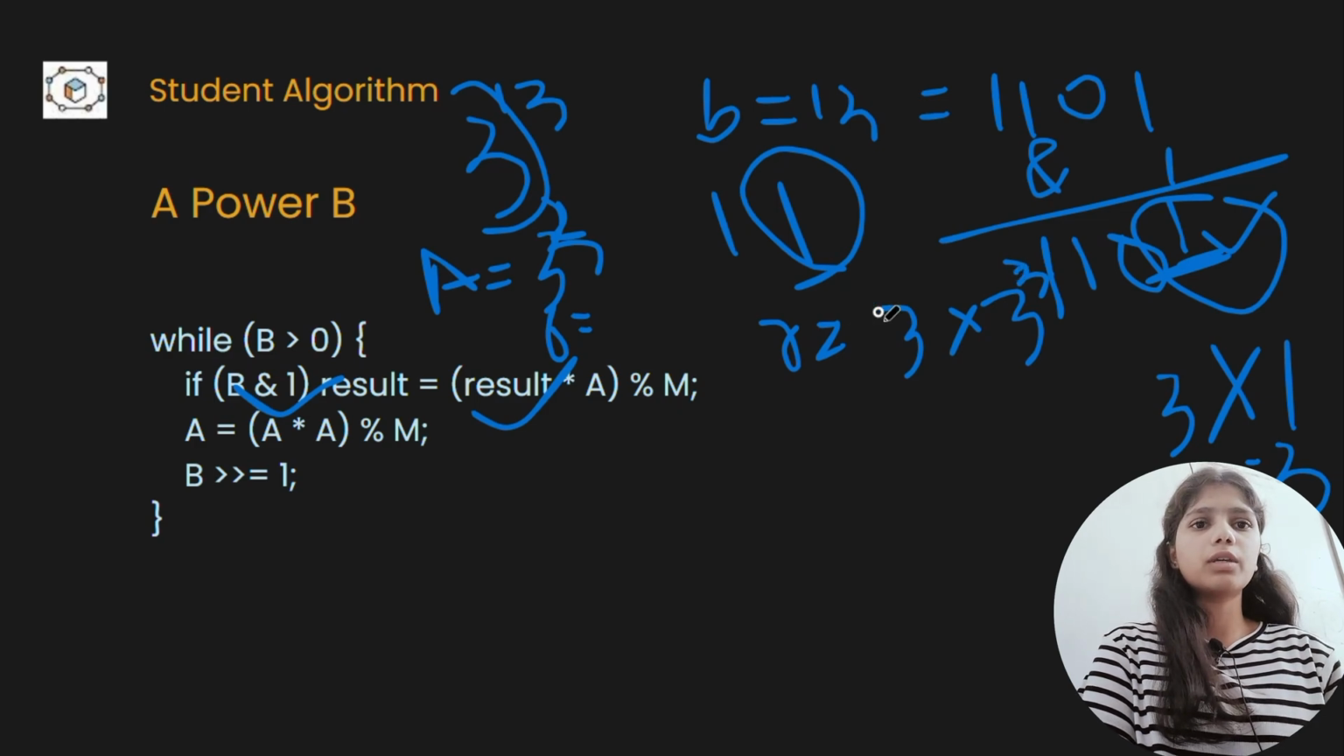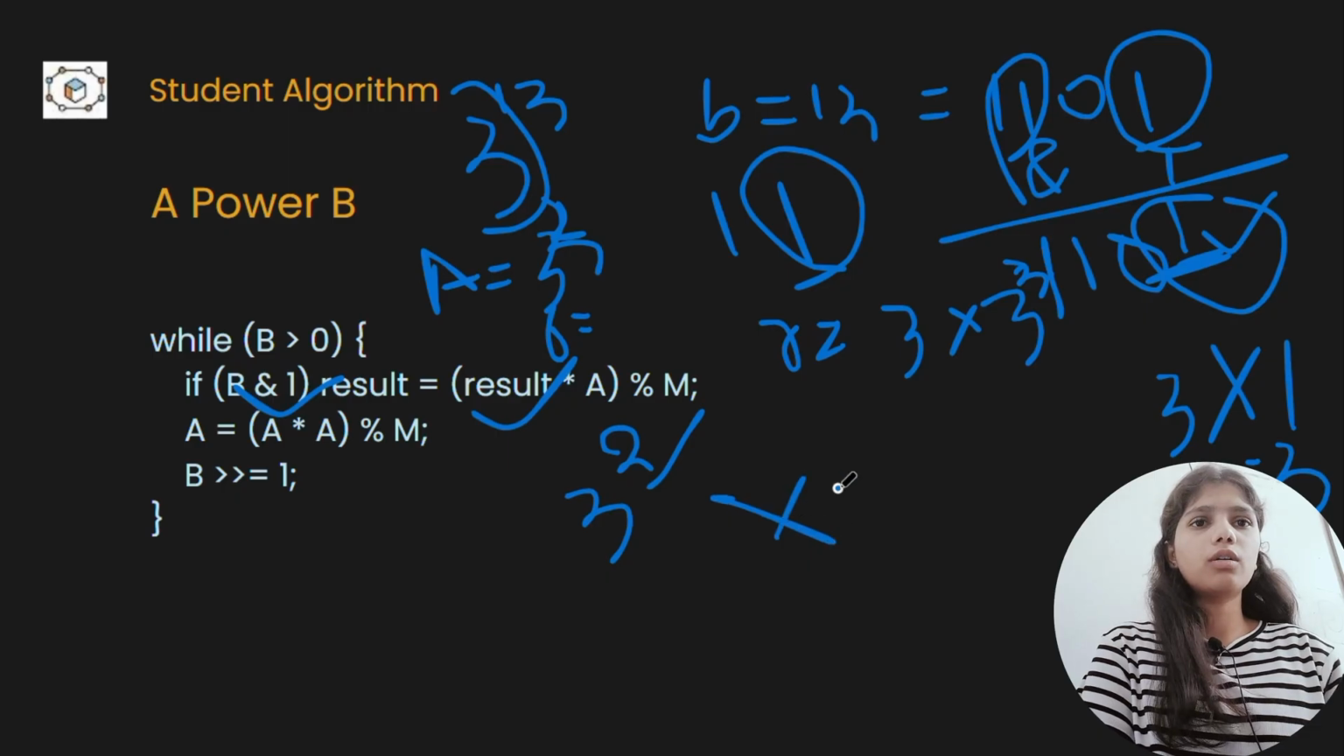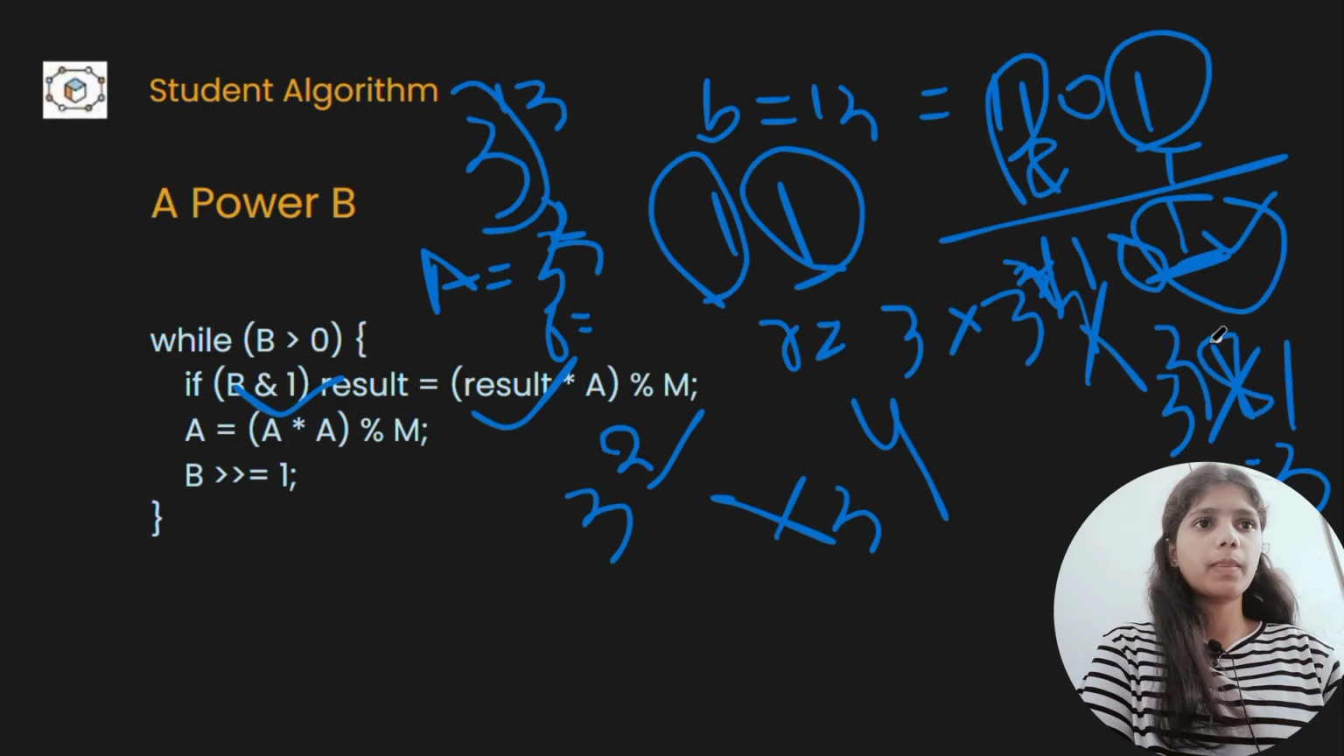So in this way, everything will be performed. What we are trying to do is, if you have the set bit, we multiply that into the result. If you have a set bit, we multiply that over here, which becomes 3 power 4, right? So here it will be 3 power 4. Again we'll have a set bit, that will be multiplied with 3 power 8. So in this way, we are trying to solve this problem.